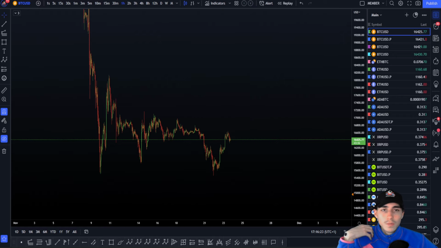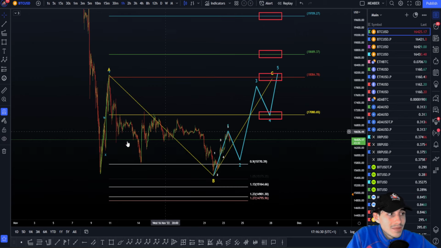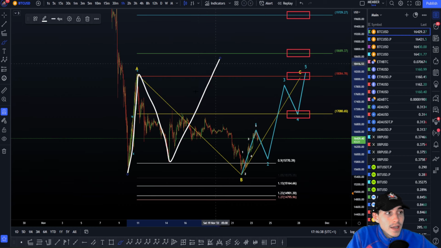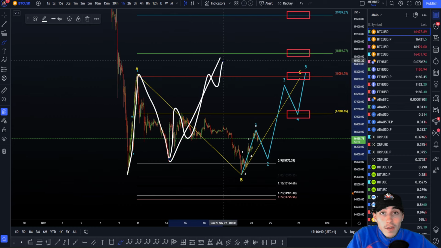Okay, clearly. So anyway, today we're going to update Bitcoin. What we had planned in the last update was mainly an ABC zigzag. This is what we had planned in the last update. Let me just show you that. I cannot show you that, but anyway, we planned a possible A, B, C zigzag here with a possible 1, 2, 3, 4, 5.